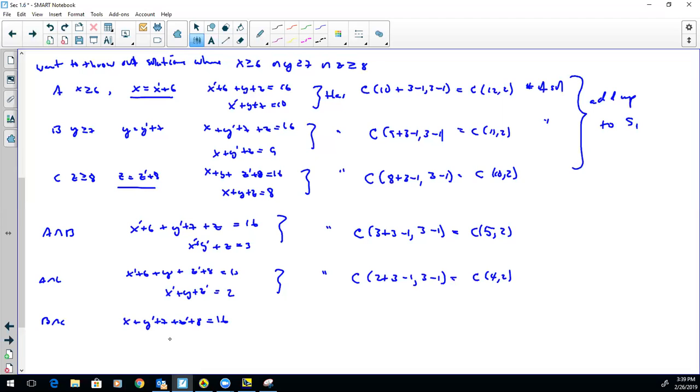And when you do this, you're going to have x plus y prime plus z prime equals 16 minus 15, which is 1. The number of ways of doing that is C of 1 plus 3 minus 1, 3 minus 1, in other words, C of 3 comma 2. These add up to my S2s.